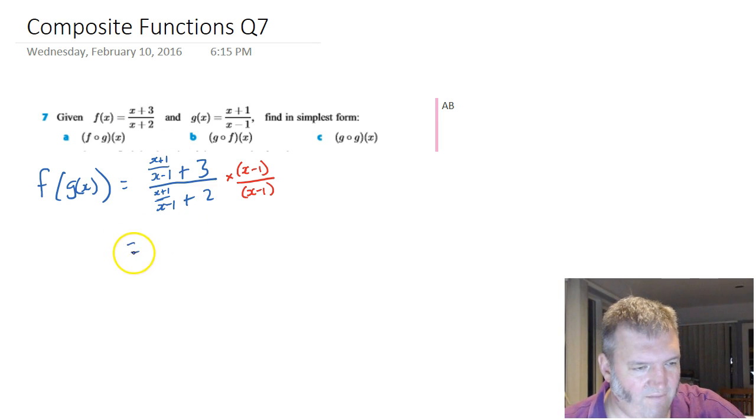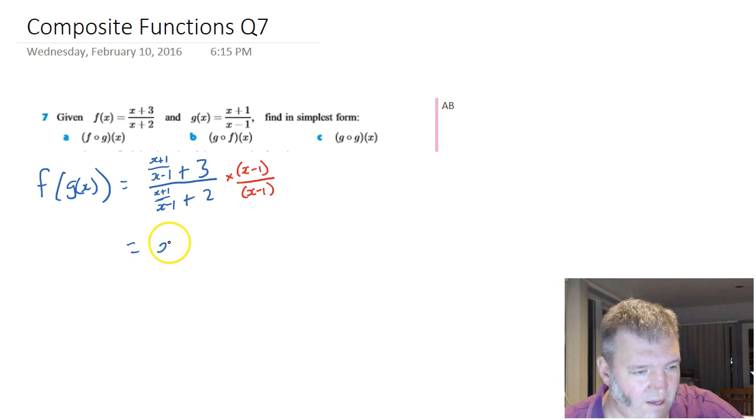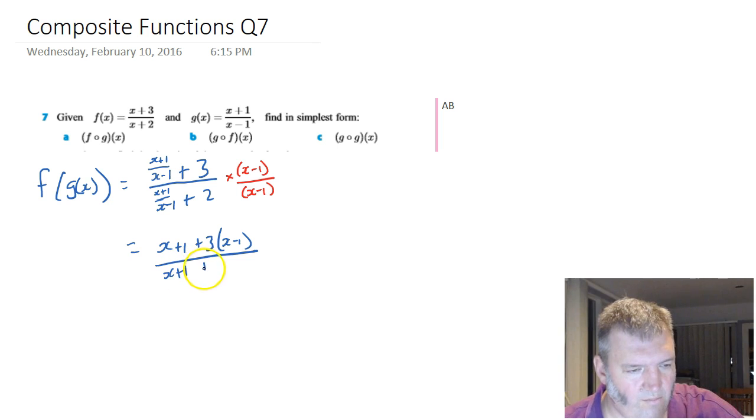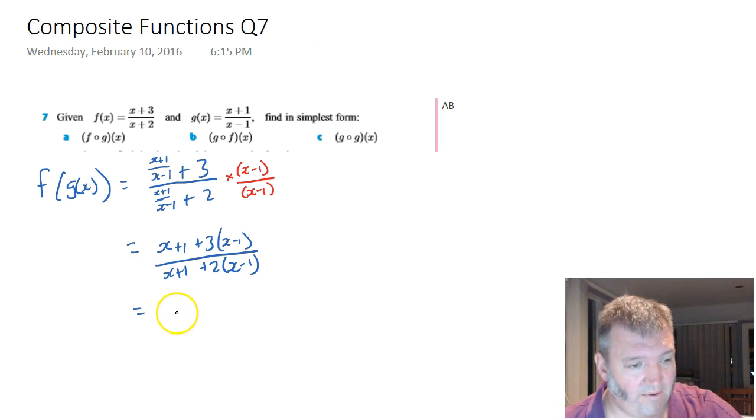You can see that's going to have the effect of cancelling the denominator in the first term in the numerator and the denominator. So cancelling that one there, I'm going to be left with x plus 1 plus 3 outside of x take 1, and down the bottom here the x minus 1's cancel, and I've got x plus 1 plus 2 outside of x take 1. Suddenly it's become easy, hasn't it? It's not going to be too bad from here. Let's see how we go.